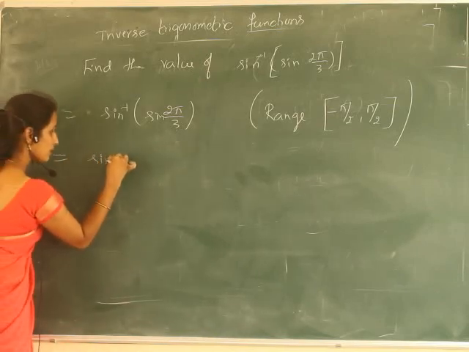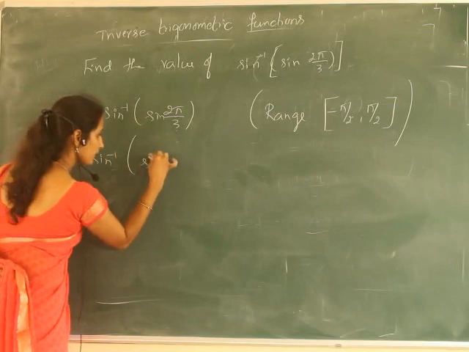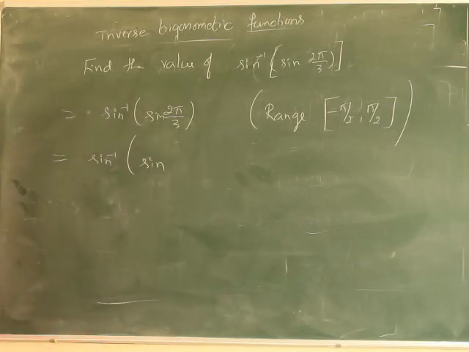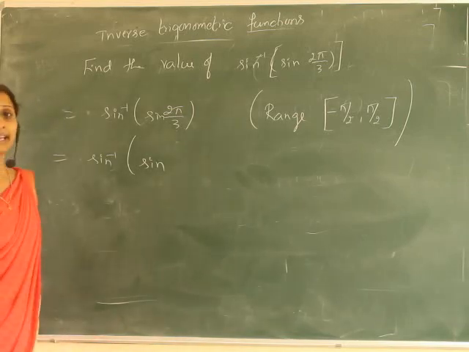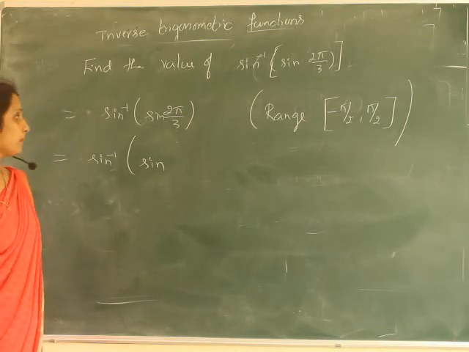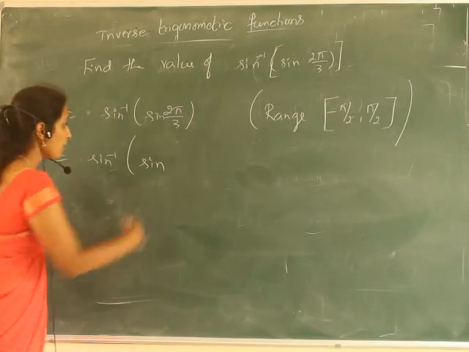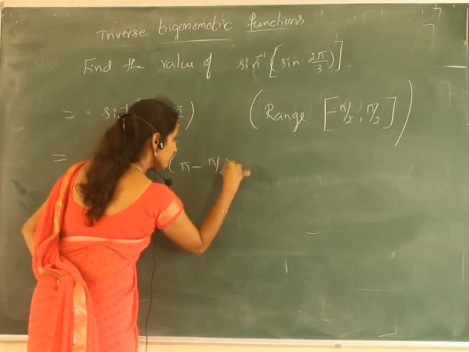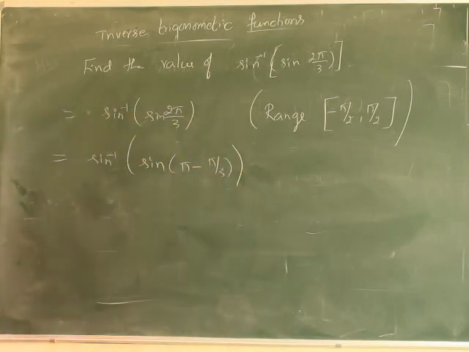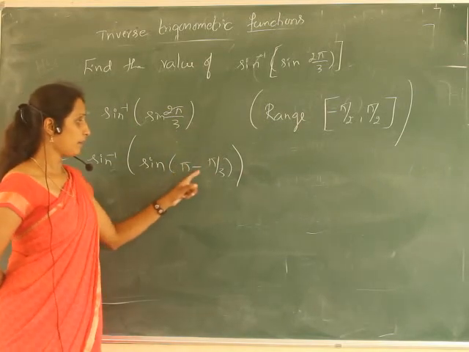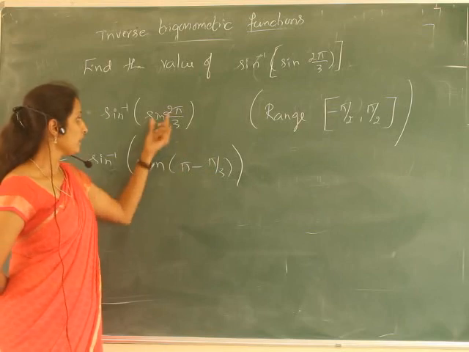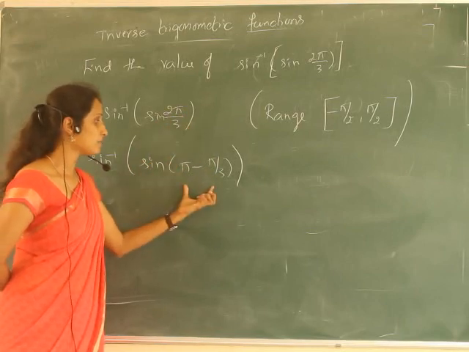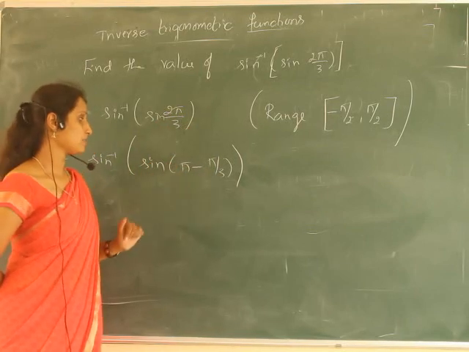So we can write it as sine inverse of sine. 2 pi by 3 means the second quadrant. Usually in the second quadrant the angle is either 180 minus or 90 plus. So I'll write it as 180 minus, so I can write it as sine of pi minus pi by 3. So what is sine of pi minus pi by 3? When we simplify, 3 pi minus pi is 2 pi by 3. So I can write 2 pi by 3 as pi minus pi by 3.